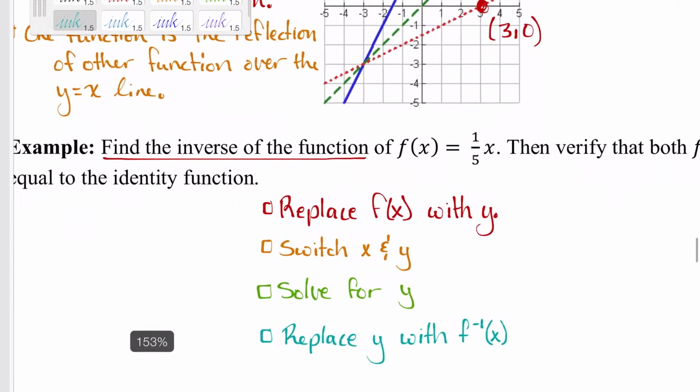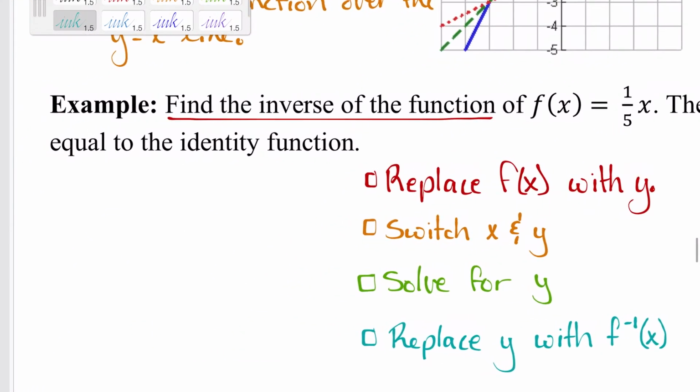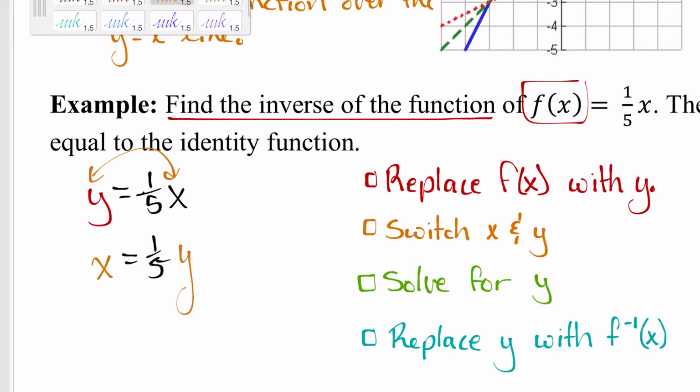So if we're trying to find the inverse, I have this function where f of x is equal to 1/5 of x. The first thing I want to do is replace my f of x with a y value. So if I'm going to switch x and y, I need to have a y to switch the x with. Next, I'm going to do the switching. So the x and the y are going to trade places. Now that my x and y have traded places, I'm going to solve for y. We always end up with y equals.